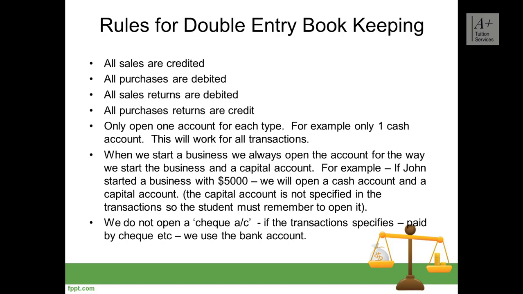Next rule, when we start a business, we always open the account for the way we start the business and a capital account. For example, if John started a business with $5,000, we open a cash account for John as well as a capital account. Notice the transaction, when they list it for you, they will never tell you to open a capital account, or specify capital in that. We need to understand as accounting students that everything we use to start up a business is considered venture capital. Hence, we just open a capital account. The capital account is not specified in the transaction, so the student must know or remember to open it.